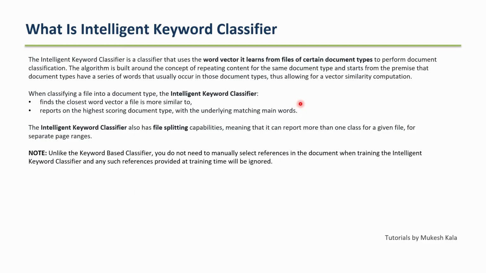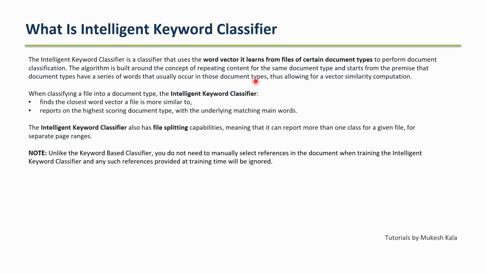Okay, so now that we have seen what exactly the intelligent keyword classifier is and how it works, there are some details you as a developer should know. The first one is, in the background, the intelligent keyword classifier is using something called a word vector, which it learns from the files of certain document types. This algorithm is built around the concept of repeating content for the same document type. It starts from the premise that a document type has a series of words that usually occur in that document type.